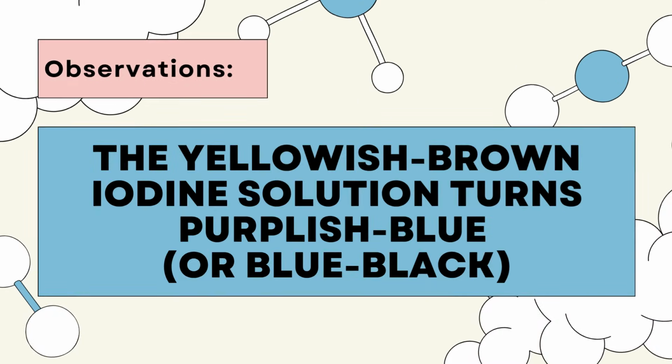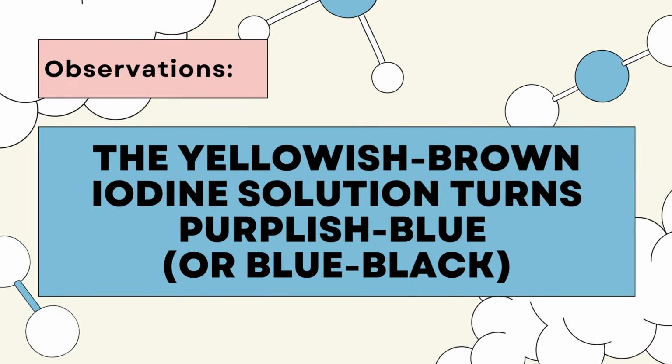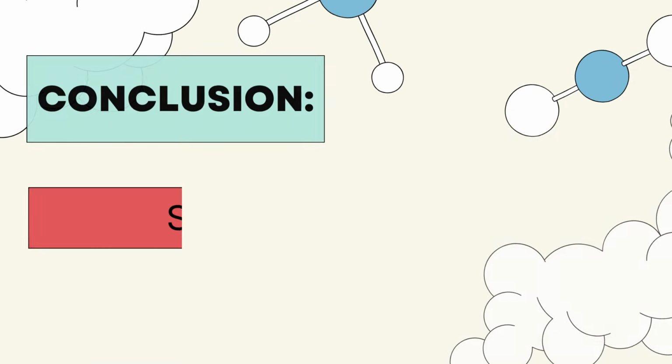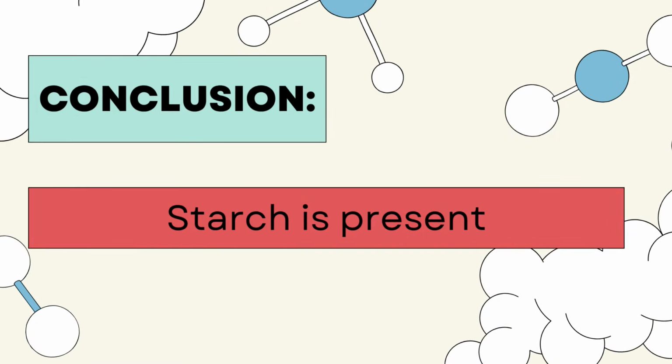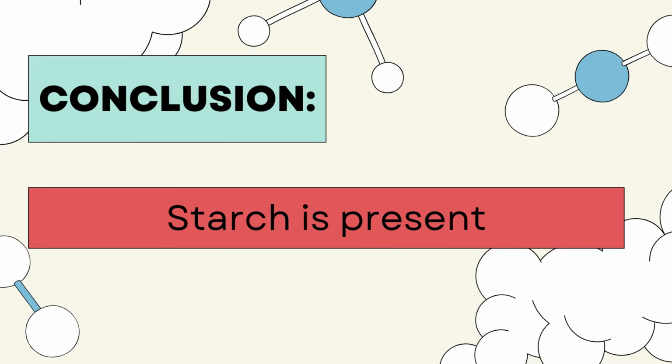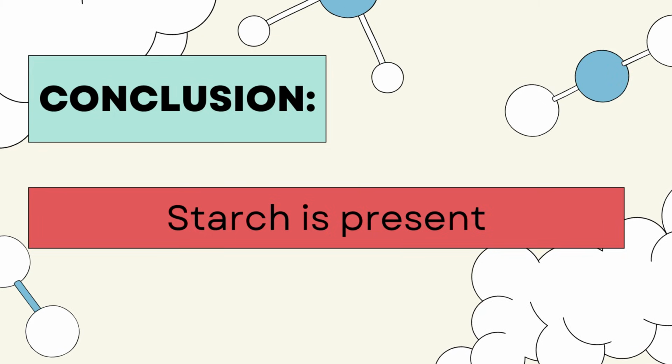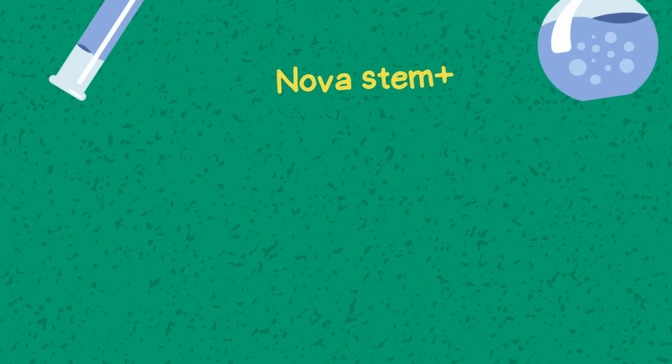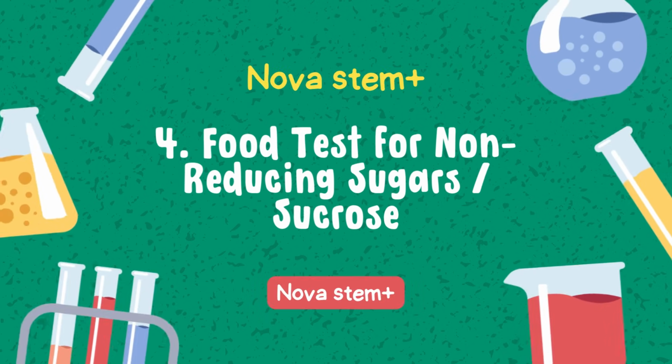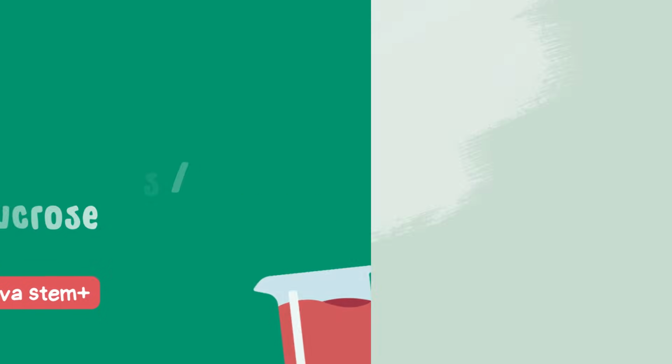When iodine comes into contact with starch, it chemically interacts with the starch molecules. This reaction instantly changes the color of the solution from yellowish-brown to a dark purplish-blue or blue-black. The conclusion. If the liquid turns that distinct blue-black color, it acts as absolute proof that starch is present in the food sample.